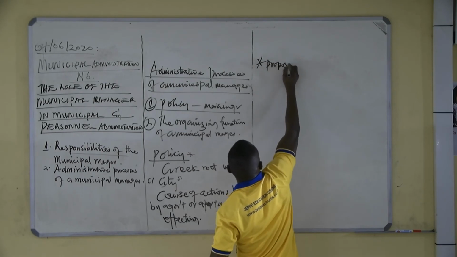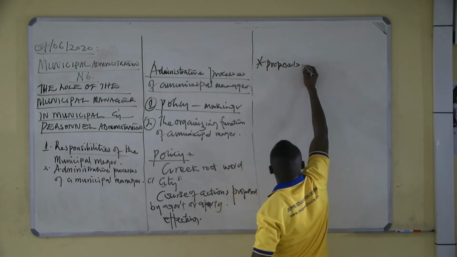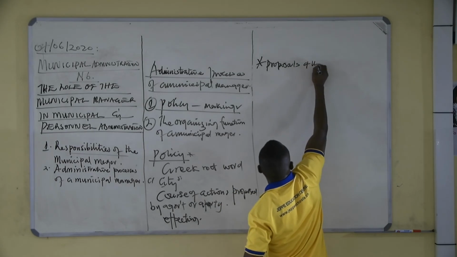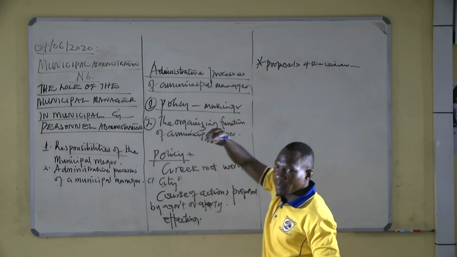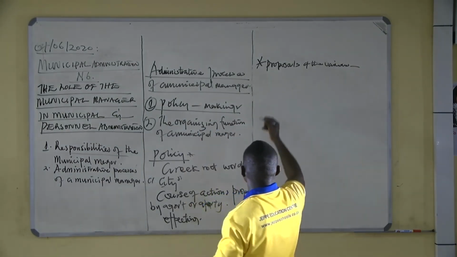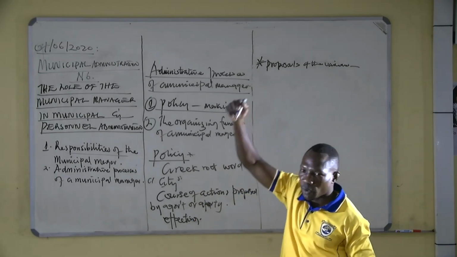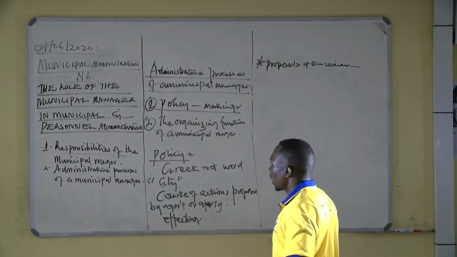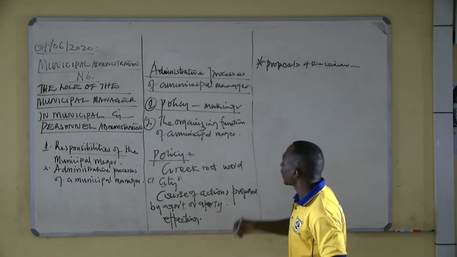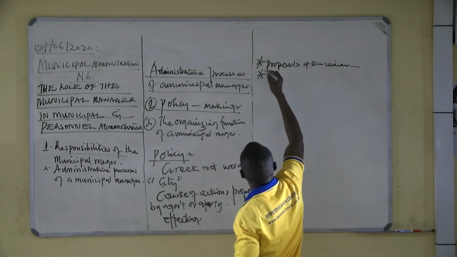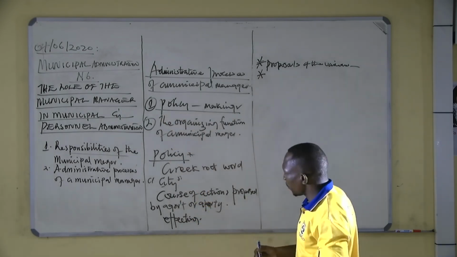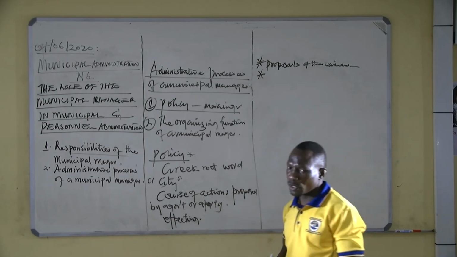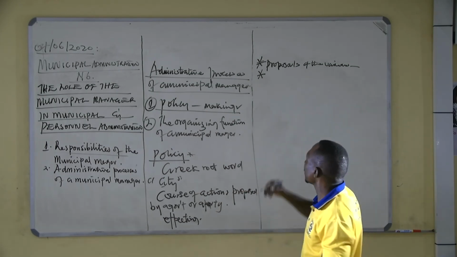One of them is that a municipal manager executes the proposals. This is one. The municipal manager executes the proposals of the various departments, and makes sure that he connects these proposals of the various departments to the well-being and well-administration of the whole municipality at large. Then number two, a municipal manager is in charge of making sure that he executes the duty that has been put on ground for the effective administration of a municipality.